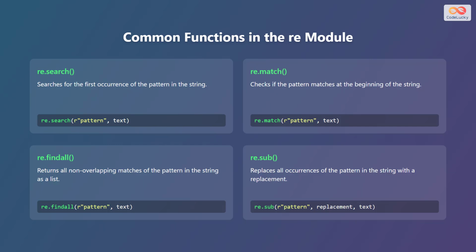Another important function is re.findall. This function returns all non-overlapping matches of the pattern in the string as a list. For example, re.findall(pattern, text). Finally, we have re.sub. This function replaces all occurrences of the pattern in the string with a specified replacement string. For example, re.sub(pattern, replacement, text).